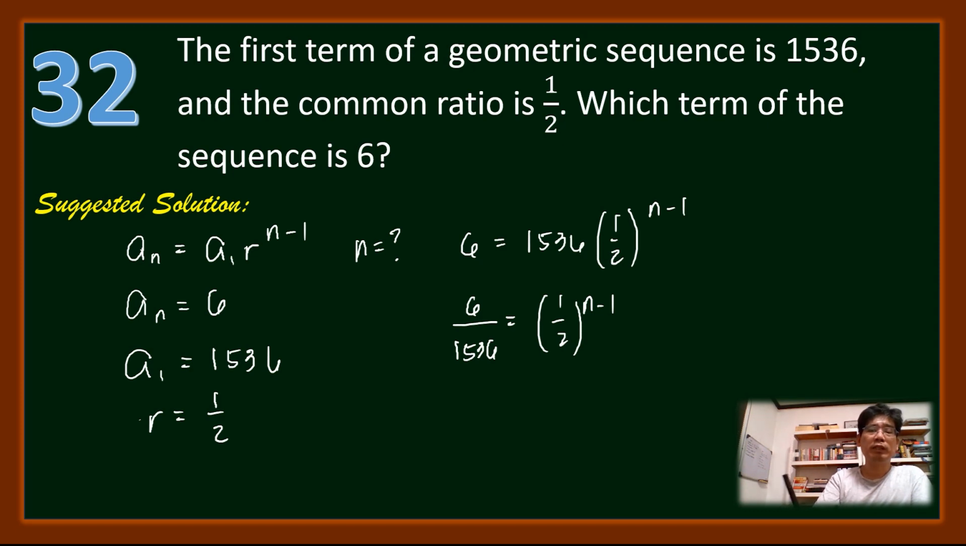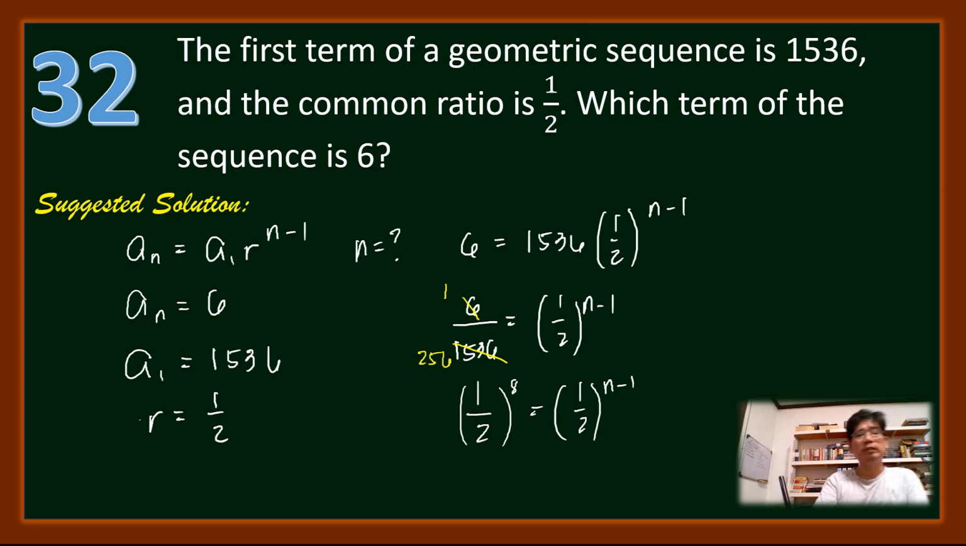Simplifying 6 over 1536 by dividing both numerator and denominator by 6, we get 1 over 1536 divided by 6, which is 256. And we know that 256 is 2 to the 8th power. So 1 over 256 is 1/2 raised to the 8th power. And this is equal to 1/2 raised to n minus 1.